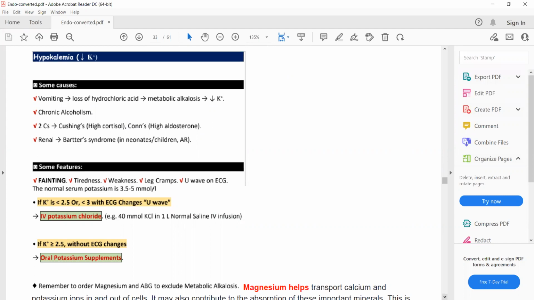GIT causes include vomiting, diarrhea, and chronic alcoholism. And there is one more cause, which is a renal cause, that is Bartter syndrome. We'll discuss Bartter syndrome in the coming slides.